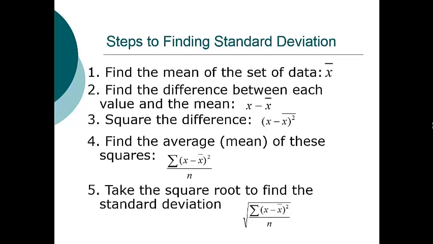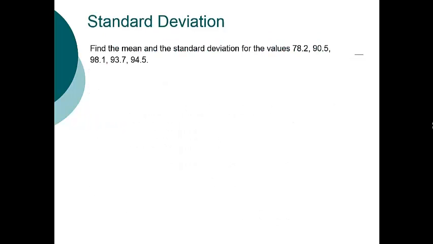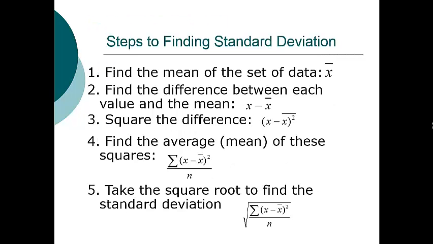And the last step, take the square root to find the standard deviation. So it's the square root of the average mean of these squares, and then you take the square root to find the standard deviation. So n is the number of entries or the number of values in the list.